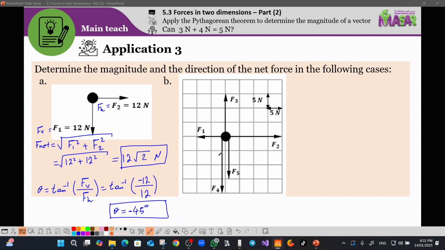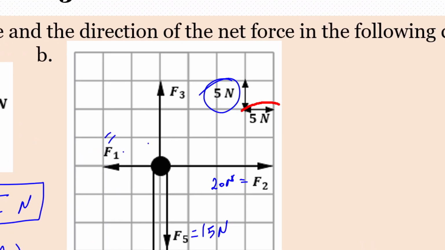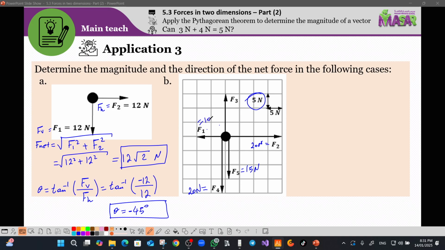Now, the same thing can be done here. However, in part B, the magnitude of each force is not given. So first we need to determine the magnitude of each force. Let's start with F2. We have 4 boxes times 5, which is 20 Newton. F5 is 3 boxes times 5, vertically 15 Newton. Here we have 4 boxes and each box is equal to 5 Newton, so this is 20 Newton. F1 is 2 boxes horizontally, so 2 times 5 is 10 Newton. And finally, F3 is 3 boxes, multiplied by the scale of 5, so it's 15 Newton.